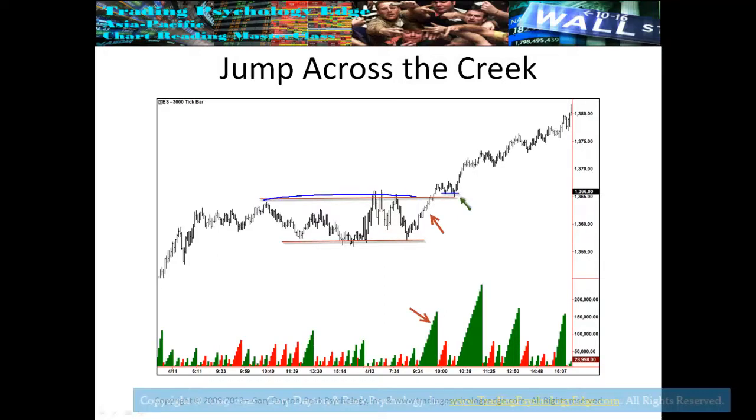This one's in an uptrend. We have a spring, but it only goes to the top, and then it comes back down, and we have a test. It's not a spring. It does spring this level. It tests the spring here. Then we see good sign of strength. This is the jump in here. The jump across the creek.